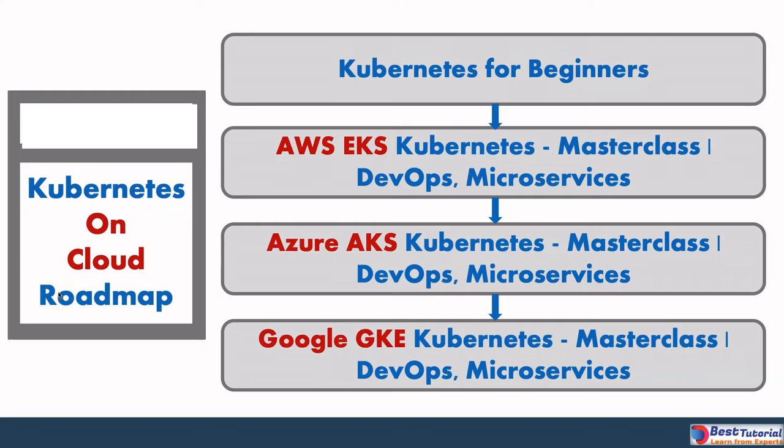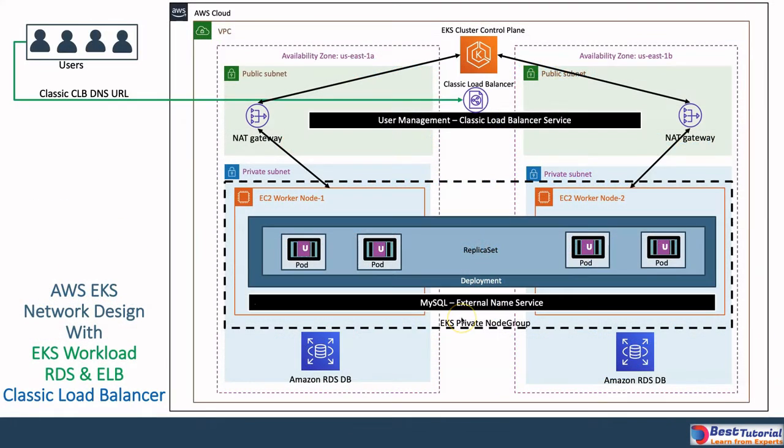Welcome back. In this lecture, we are going to implement this entire thing. The RDS database is already created and ready for us. So what we are going to do is deploy the MySQL external name service and our user management deployment, and also write a classic load balancer service Kubernetes manifest, deploy all these three things, and ensure that everything is working as expected when we access our application via browser. So let's go ahead and do that now.